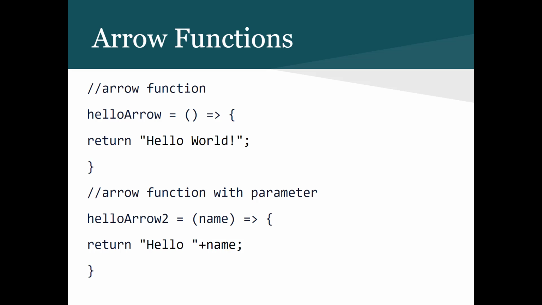ES6 arrow functions can't be bound to a this keyword, so when you use the keyword this, it will lexically go up a scope and use the value of this in the scope in which it was defined. It cannot reference itself, so you cannot use it with recursion.